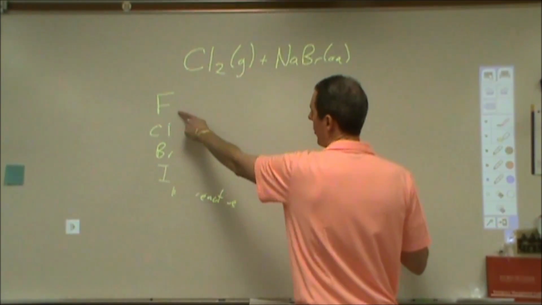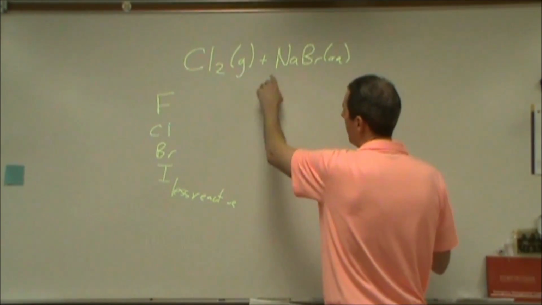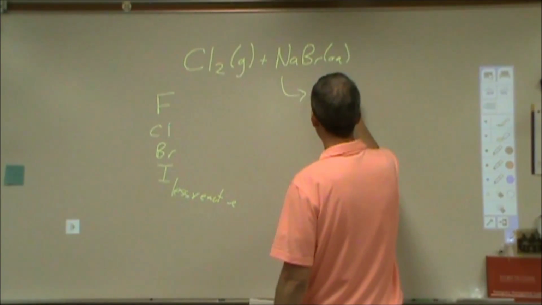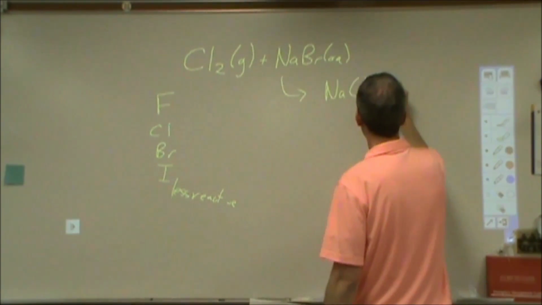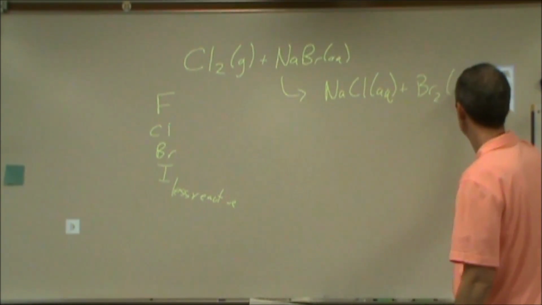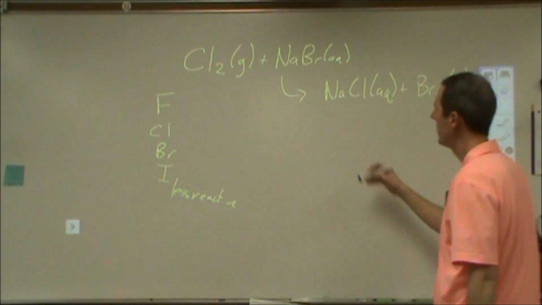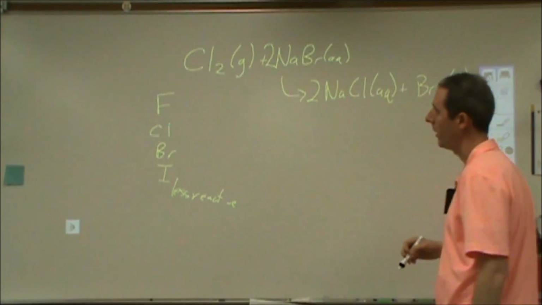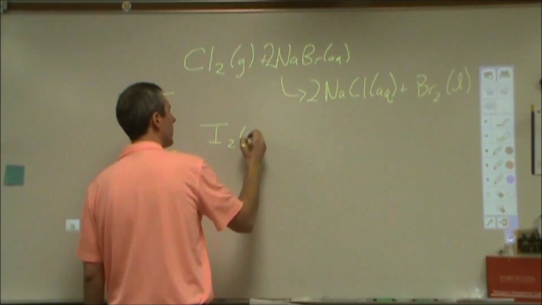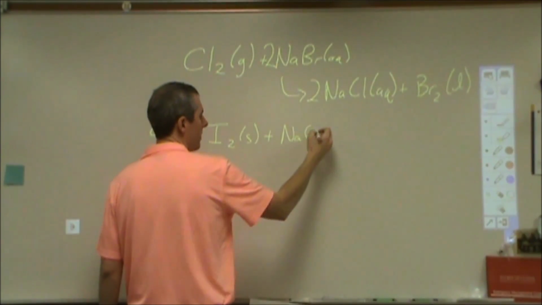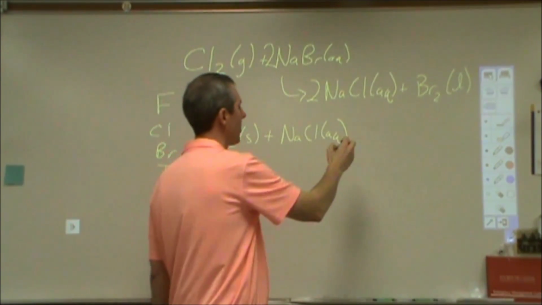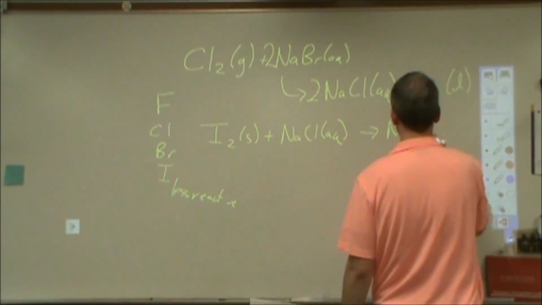So whichever one is more reactive will end up into the compound form. And so chlorine being more reactive than bromide here, this is going to turn into sodium chloride. And then we're going to produce bromine as an element, which is diatomic. Okay, the balance we would put 2 and 2. If, on the other hand, we're to flip things around and say, okay, I'm going to add iodine solid to sodium chloride solution, then I would be in a situation where the iodine would not be able to displace the chloride, and we would end up with no reaction.